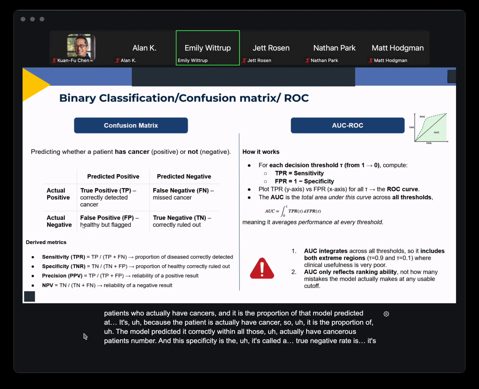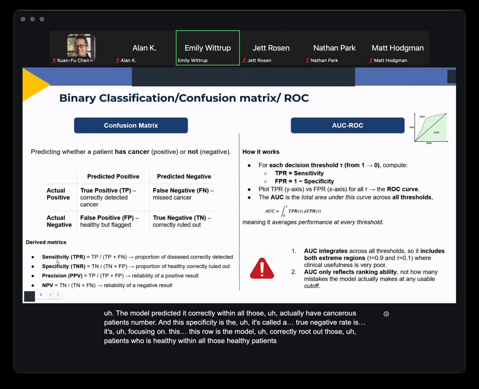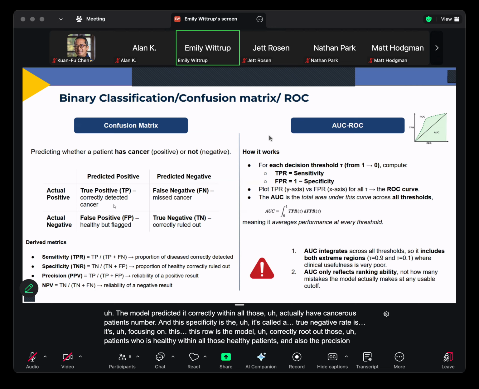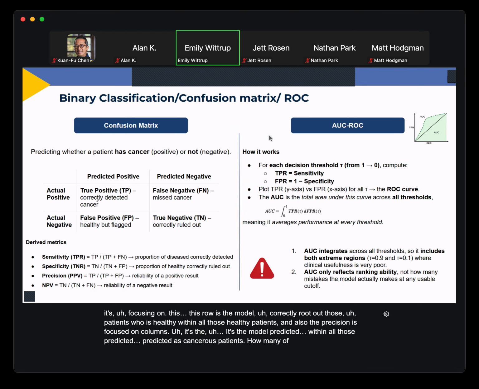It's focusing on this row: the model correctly ruled out those patients who are healthy within all the healthy patients. And also the precision is focused on columns. It's the model predicted, within all those predicted as cancer patients, how many of them actually have cancer.